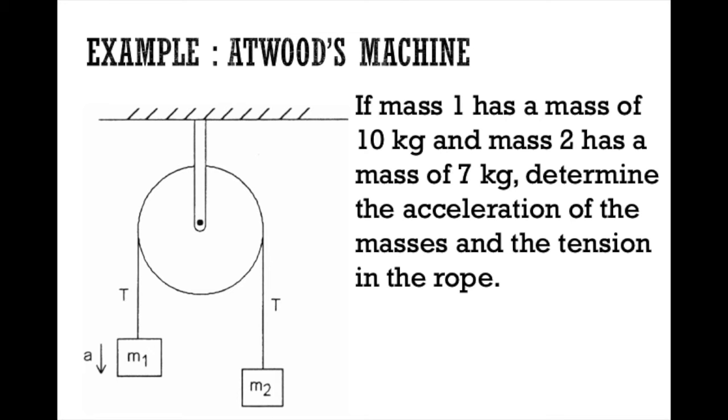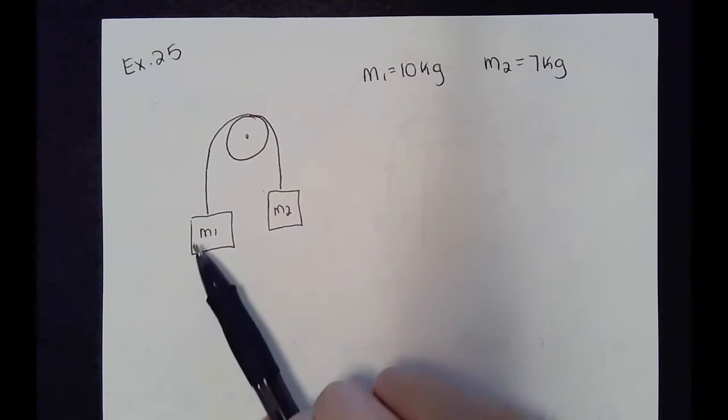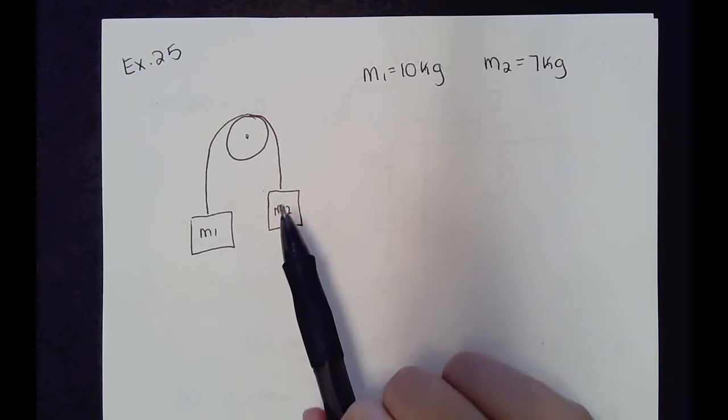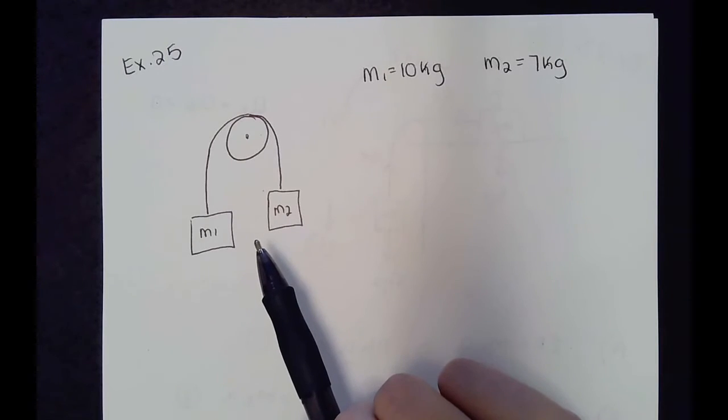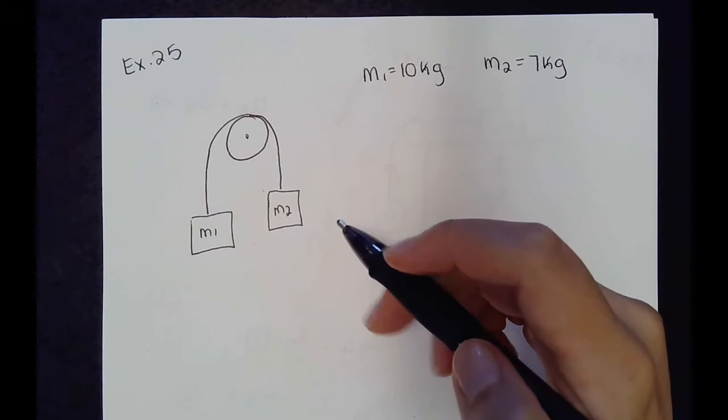Example 25: if mass 1 has a mass of 10 kilograms and mass 2 has a mass of 7 kilograms, determine the acceleration of the masses and the tension in the rope. This is a really common setup that you'll encounter. It's called Atwood's machine, two masses suspended over a pulley. Again, we're approximating it to be massless and frictionless. So let's look at how to find the acceleration.